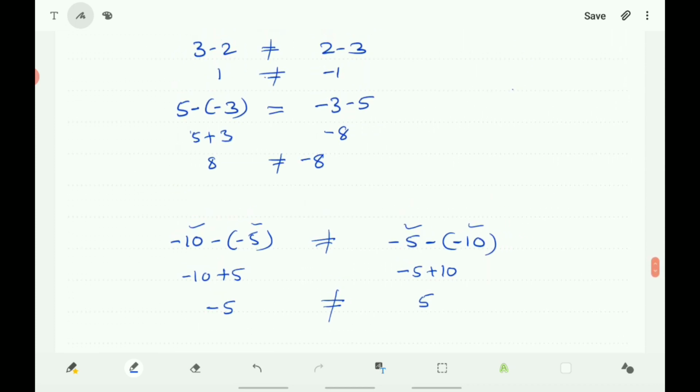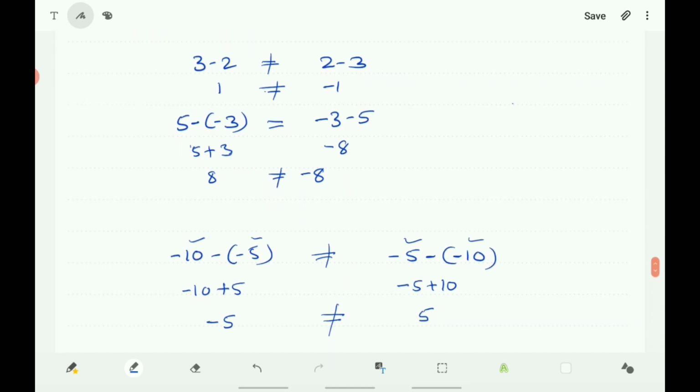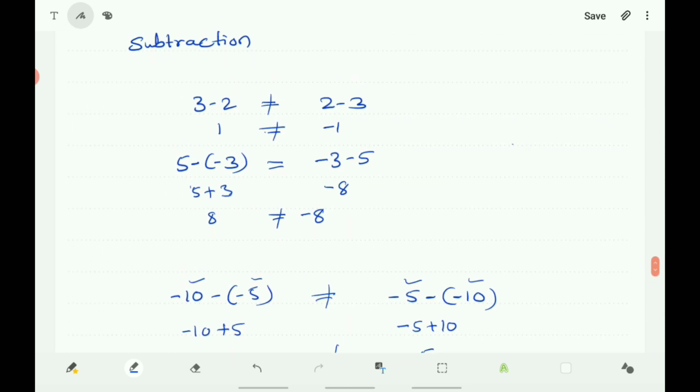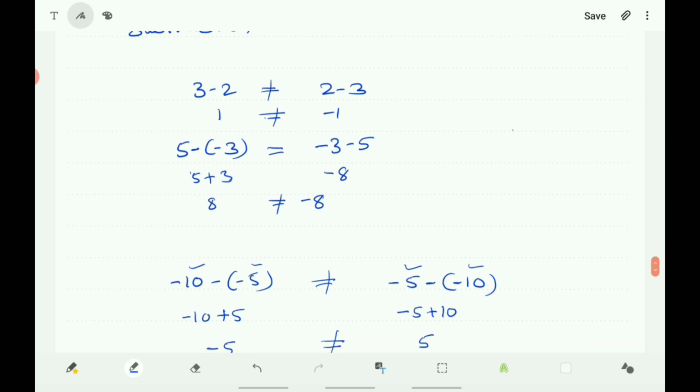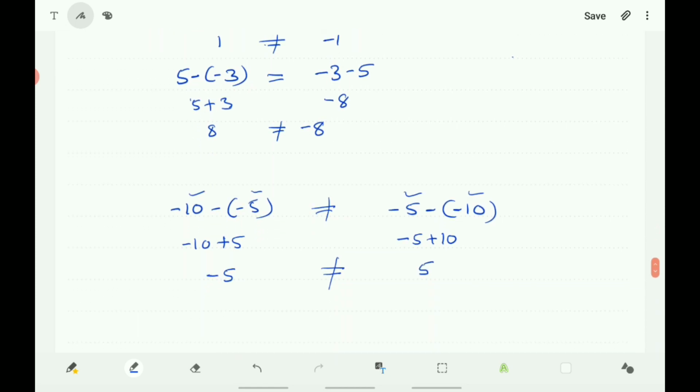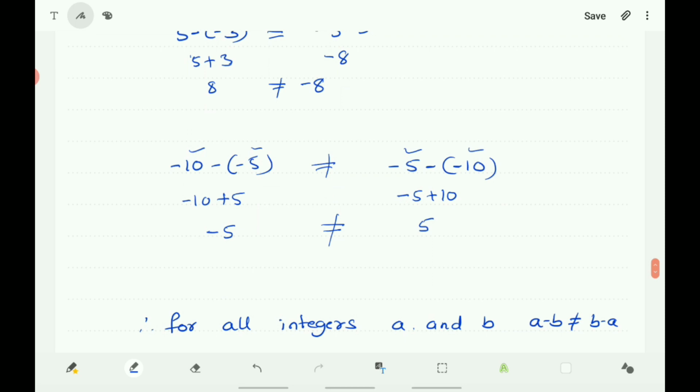With the help of all these examples, you can conclude that here the subtraction is not commutative. That is, for all integers a and b, a minus b is not equal to b minus a. Therefore, subtraction is not commutative for integers.